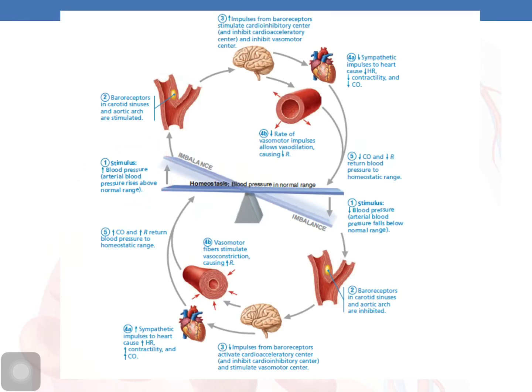This sends a rapid stream of impulses to cardiovascular centers, stimulating the cardioinhibitory center, thus resulting in a decrease in blood pressure. The decrease in blood pressure happens because there is a decrease in vasomotor impulses that allows vasodilation, thus decreasing the resistance and decreasing the blood pressure.